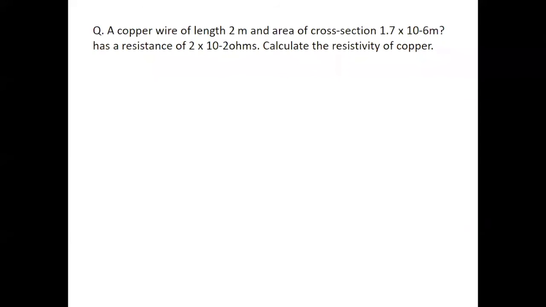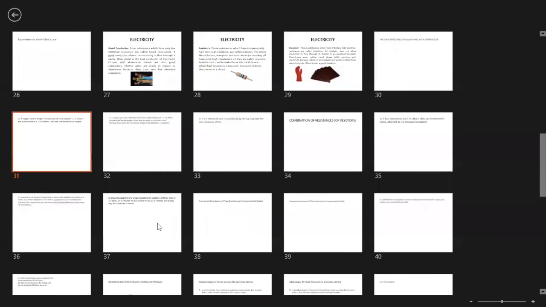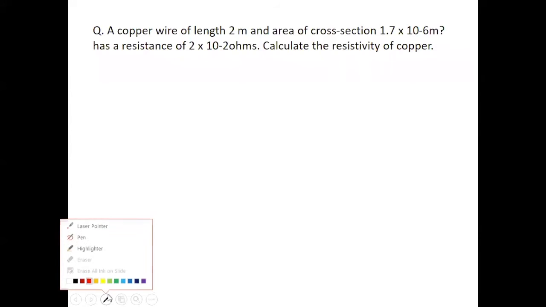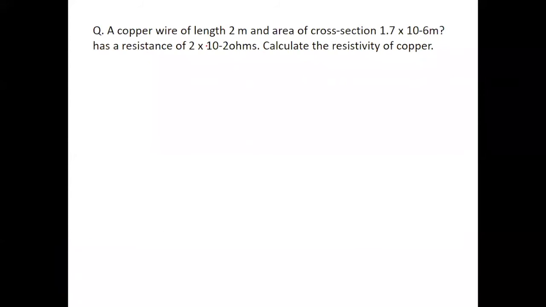Now we will solve one question. A copper wire of length 2 meter and area of cross section 1.7 into 10 to the power minus 6 meter square has a resistance of 2 into 10 to the minus 2 ohm. Calculate the resistivity of copper.